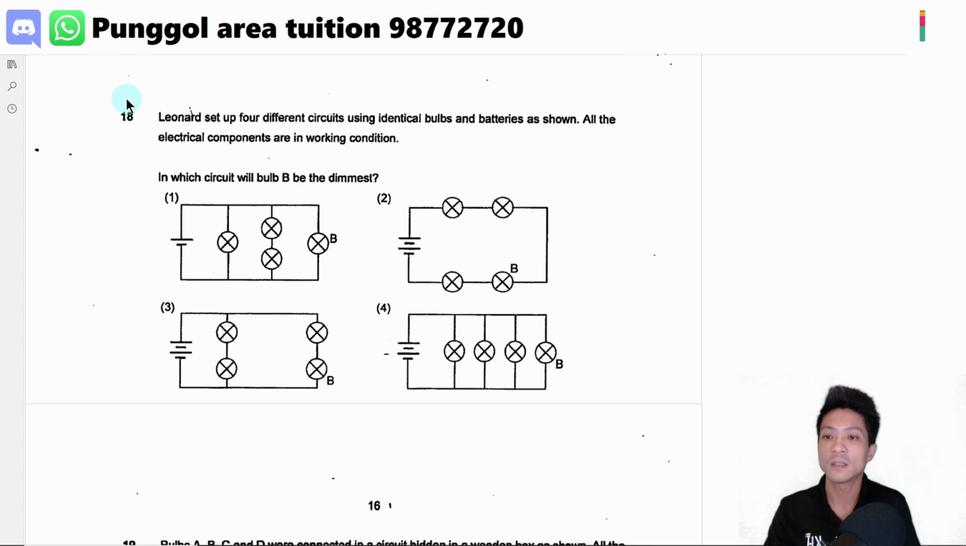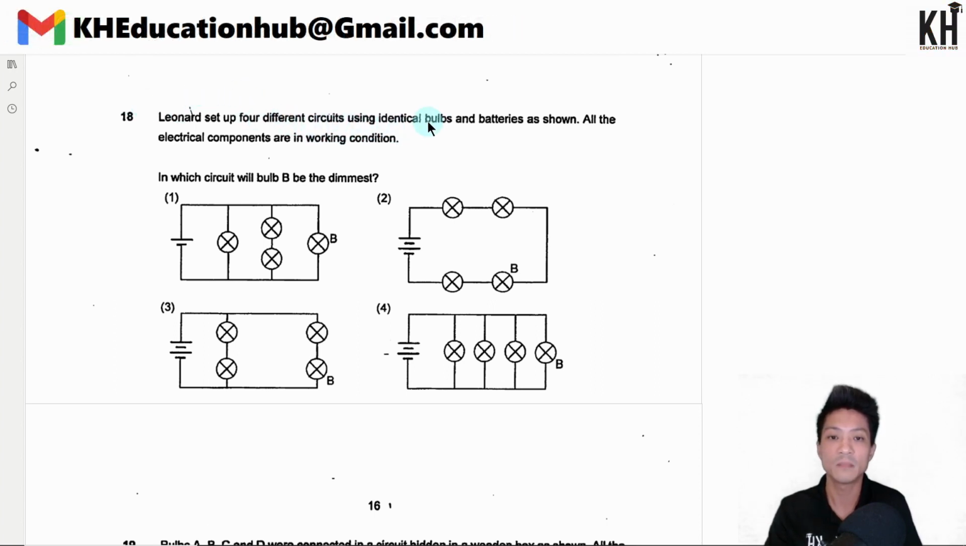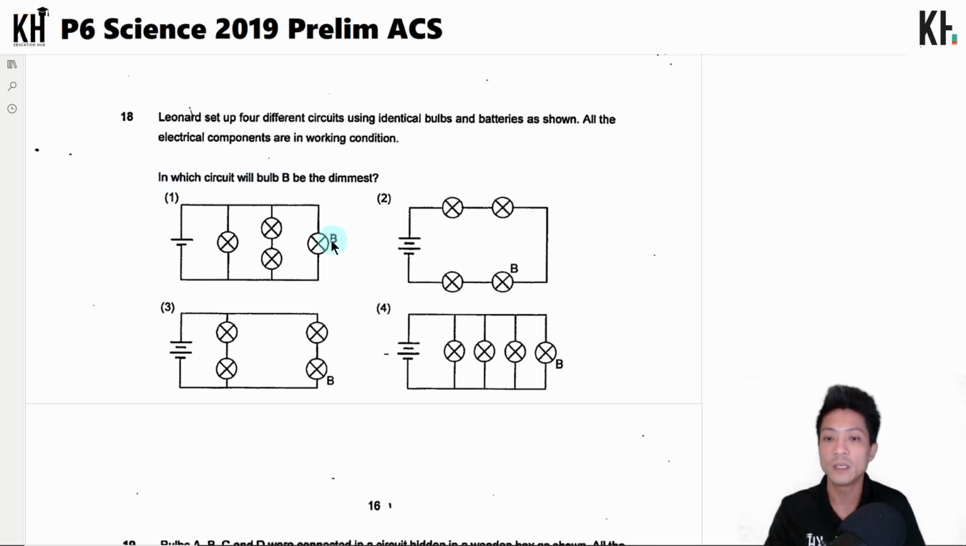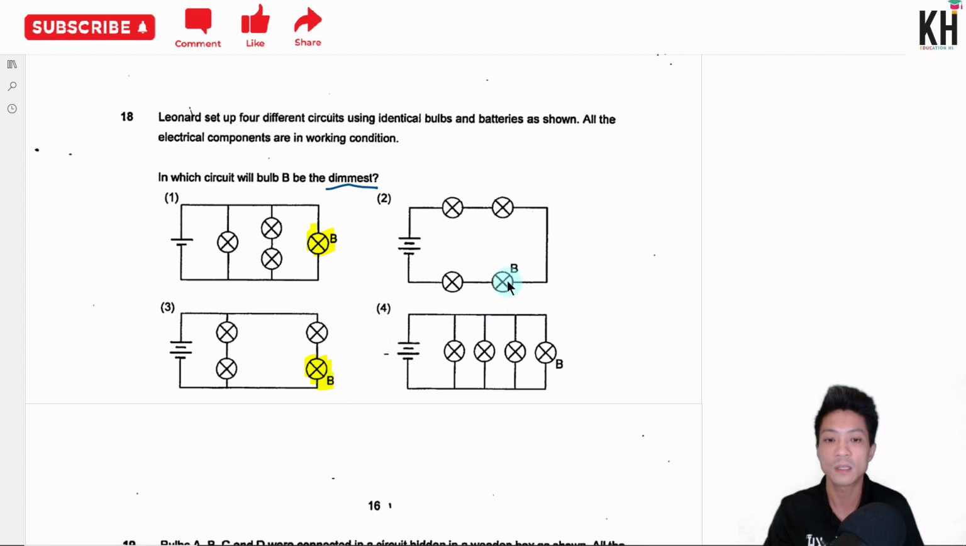Question 18. Leonard set up 4 different circuits using identical bulbs and batteries as shown. All the electrical components are in working condition. So in which circuit will bulb B be the dimmest? They want it to be the dimmest, right? So bulb B is this, and this one over here, and this.